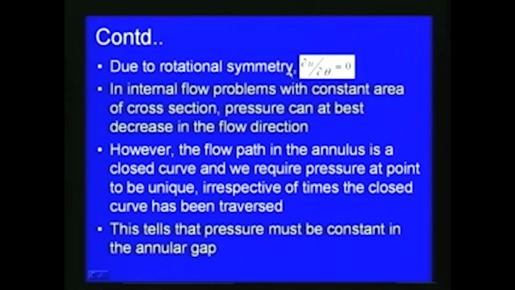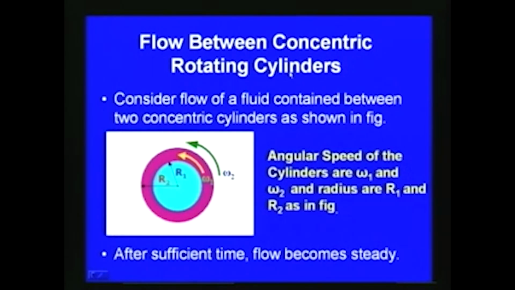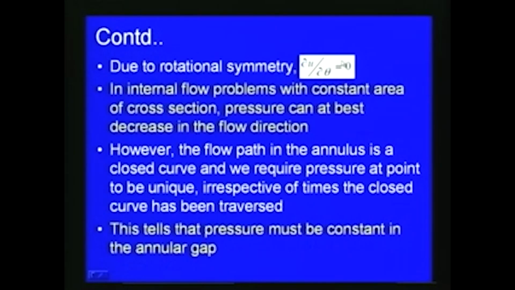Due to the rotational symmetry, as you can see in the previous slide, we can write del u by del theta is equal to 0. In internal flow problems with constant area of cross section, pressure can at best decrease in the flow direction. However, the flow path in the annulus is a closed curve, and we require the pressure at a point to be unique irrespective of how many times the closed curve has been traversed.